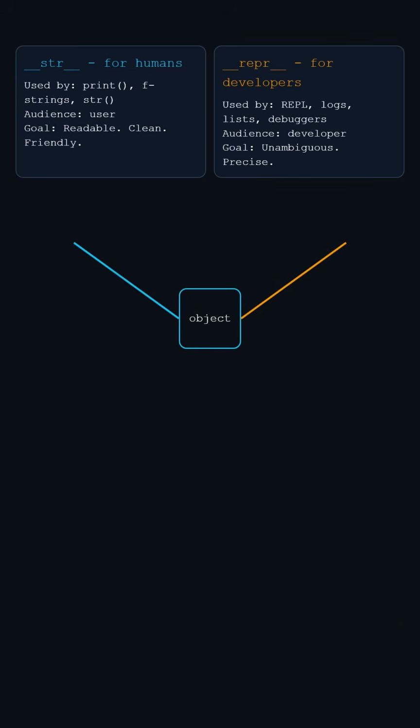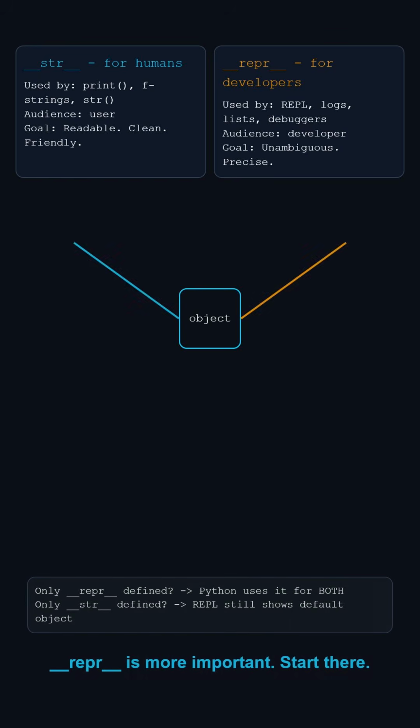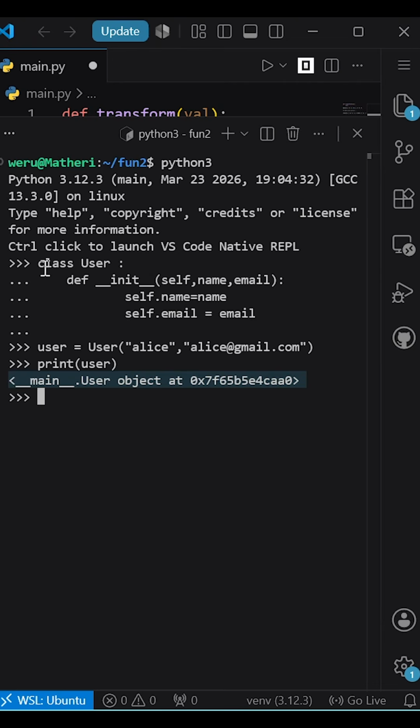If you only define dunder str, the REPL still falls back to the default ugly representation. If you define only dunder repr, Python will use it for both. That's why dunder repr is the more important one. I want us to build this from scratch so you can see the difference clearly.